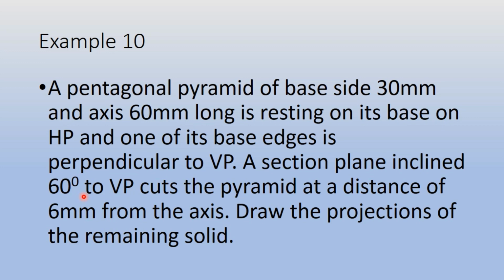So this is very similar to the previous question, but here you have to tilt the section plane with respect to VP such that it makes an angle of 60 degree, and also the distance is given as 6 mm from the axis. So its position should be 6 mm away from the axis. So we will see now first how to imagine this.